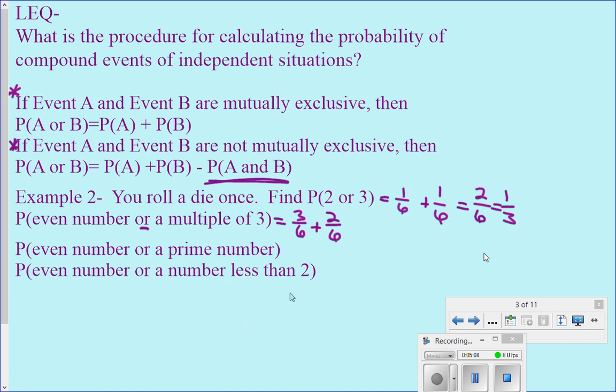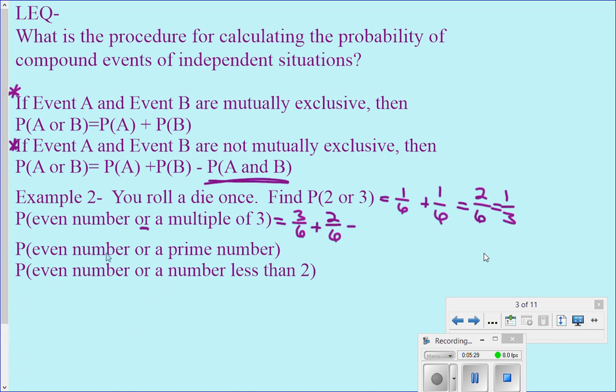So the reason that we have to then subtract away the overlap, or the probability of both events, A and B, occurring is because I don't want to count 6 in both groups, in both probabilities. So I have to subtract away the probability of A and B. What that means is, what's the probability of both even and multiples of 3?